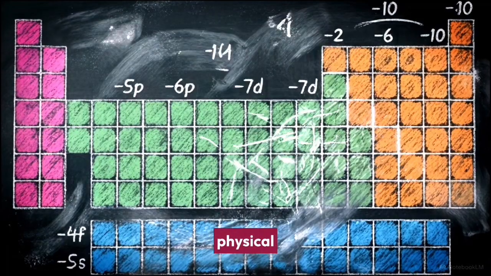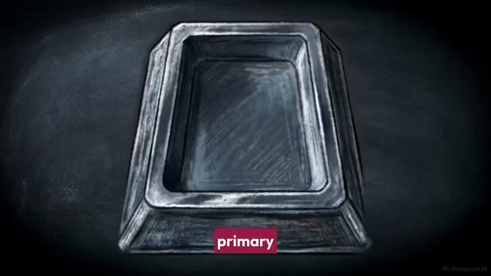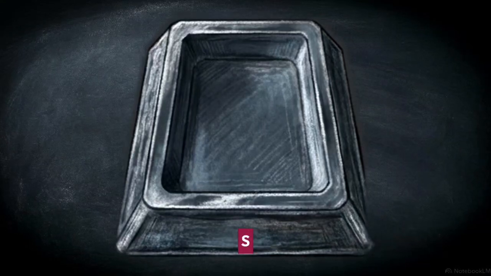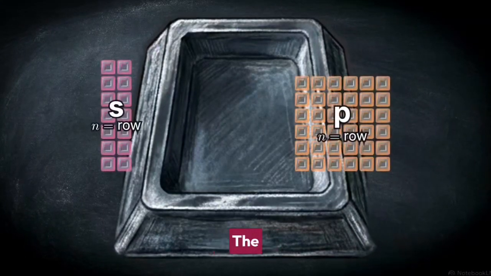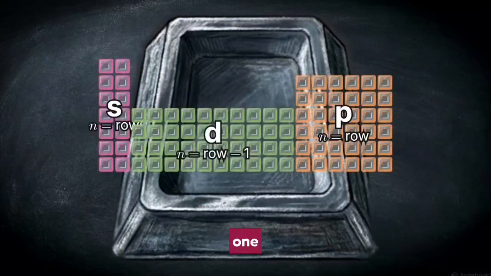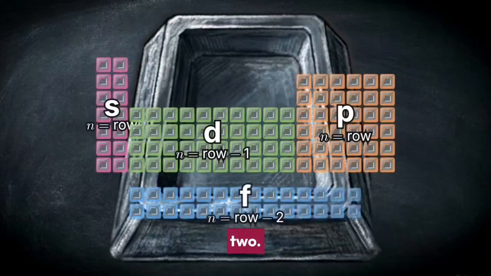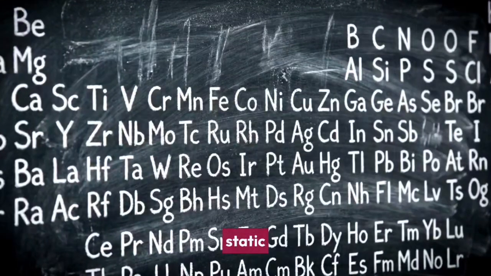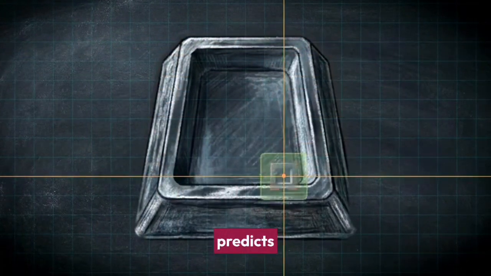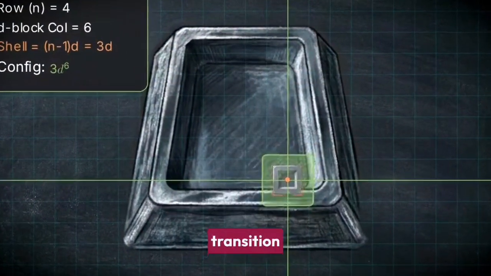Look down at the physical map you've just created. You have the primary blocks mapped out. The S and P blocks equal the row number. The D block equals the row minus 1, and the F block equals the row minus 2. You are no longer navigating a static list of symbols. You are using a coordinate system that accurately predicts the internal structure of every transition metal.